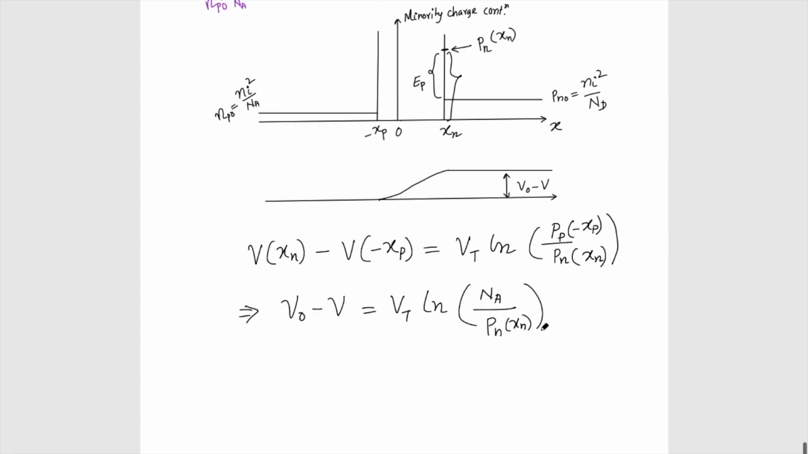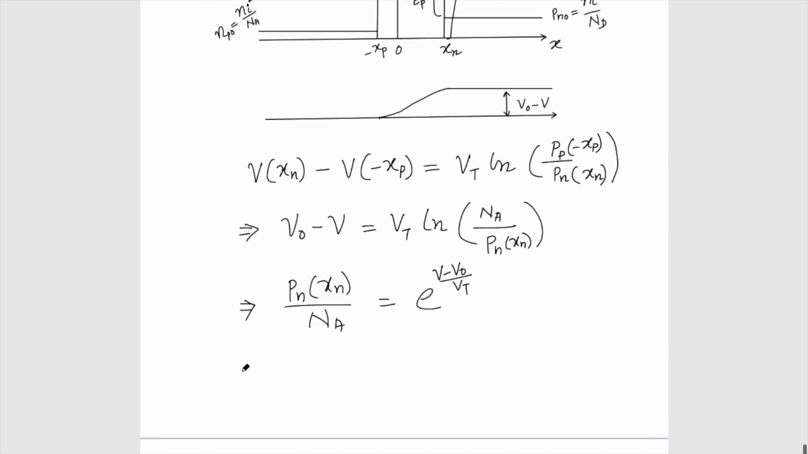Now let's rearrange this equation a little bit. I can multiply negative on both sides, and this will get inverted, and this will become V minus V naught. So finally, if I just rearrange this simple equation, this Vt will go down and ln will become exponential, so it will be V minus V naught by Vt. Finally, Pn of xn will be equal to Na e power, I can expand this as V by Vt minus V naught by Vt. So this is my equation number 1.